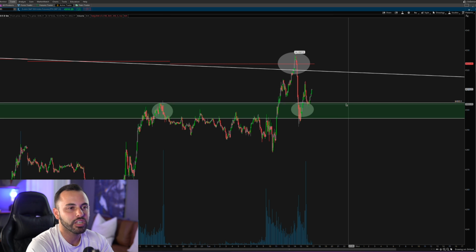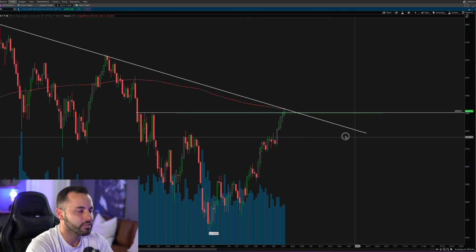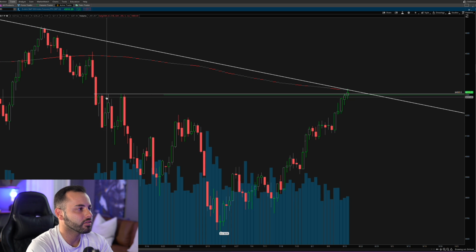That's 4,303.50. If I go back to the daily chart and I zoom into this level, the high of this level is 4,303.50. That is the high of April 26th. And that is where we continue to reject this entire area on the ES.